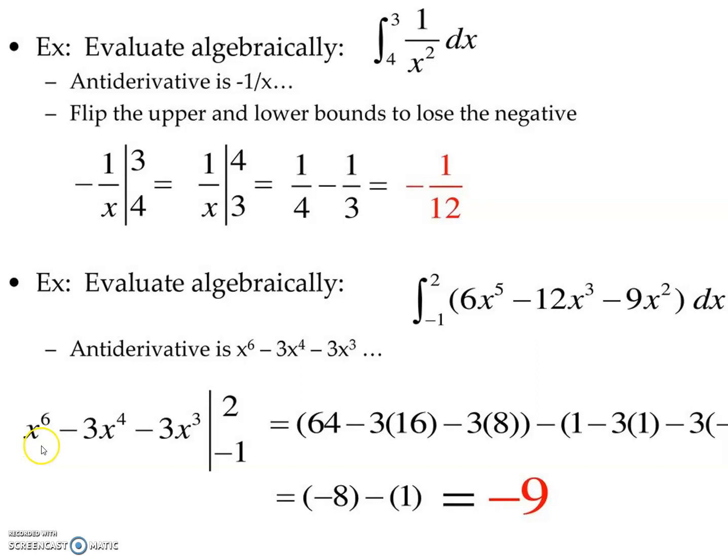So that's why x raised to 6 minus 3 x raised to 4 minus 3 x cube, from minus 1 to 2. 64 minus 3 into 16 minus 3 into 8, minus 1 minus 3 minus 3 into 1, minus 8, minus 1. Final answer is minus 9.